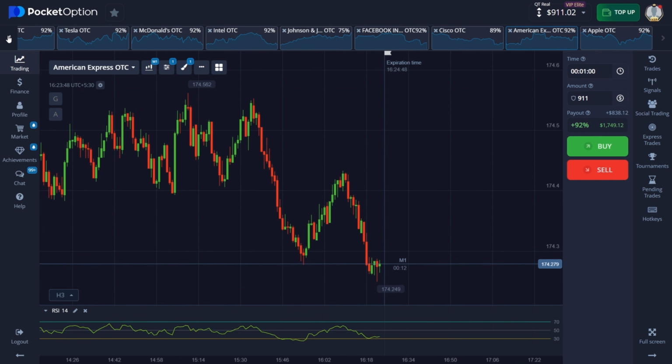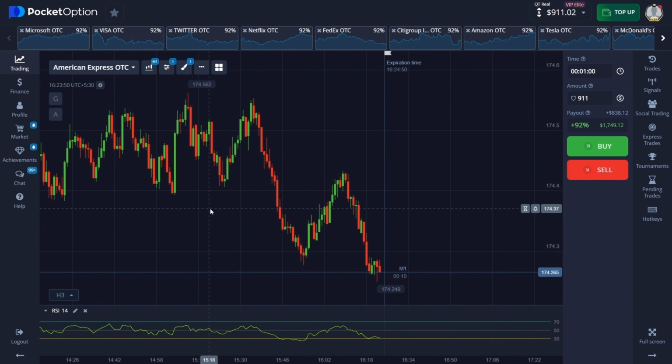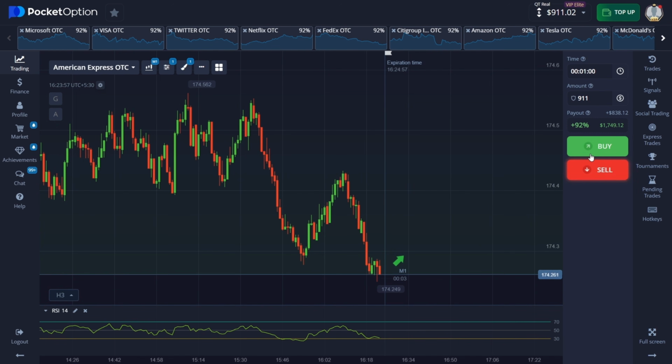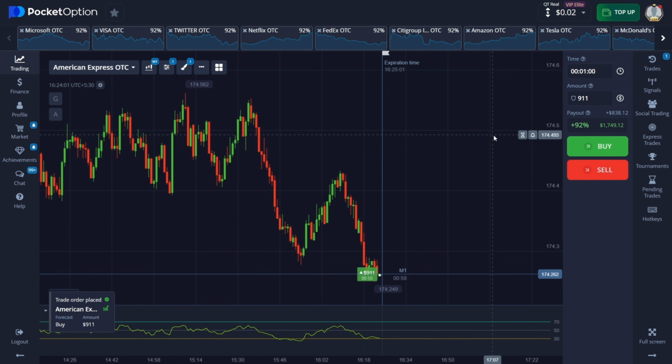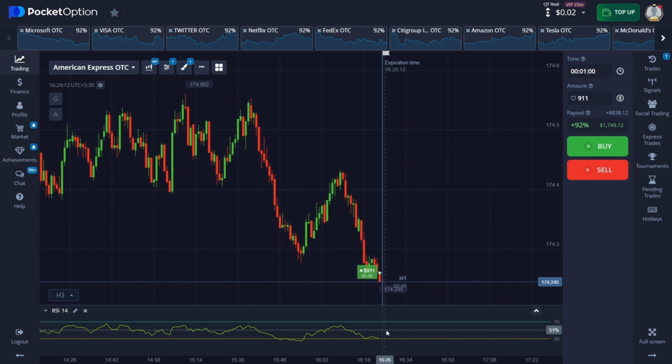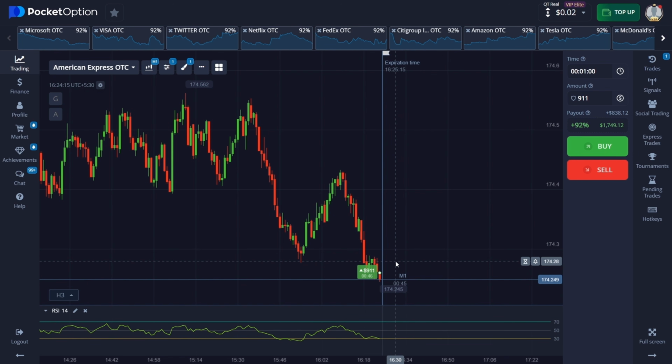Here, there looks like a potential trade on American Express OTC. If this candle closes as a red candle, then we can try for an upside move as a divergence trade. I am waiting for a good entry on American Express OTC. Okay, the candle has turned into a red candle, and as you can see, a divergence occurred. The candle closed near the RSI level of 30, and I placed a trade for an upside move on American Express OTC worth $911. This was a good trade, but currently the trade is not going in our favor. It came back, but now it's going in our favor.